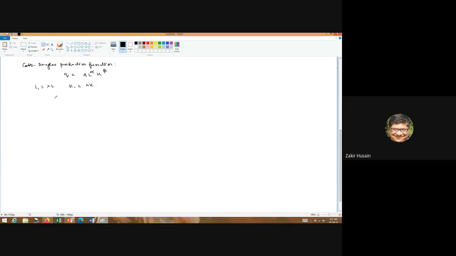What is the right hand side? Can you tell me what is the degree of homogeneity? Alpha plus beta. So it is simply lambda to the power alpha plus beta times Q. Sorry, it should be lambda.